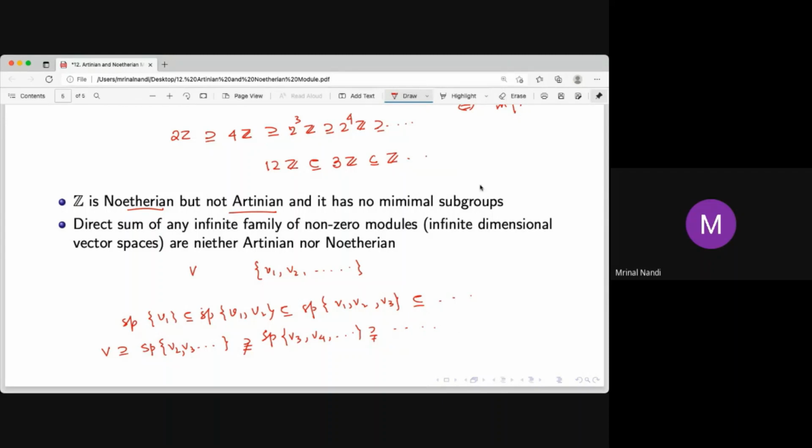So this gives all the counterexamples, and this completes the discussion of Artinian and Noetherian modules. The only thing left is the short exact sequence, and we will discuss the exact sequence and its properties in the next video.